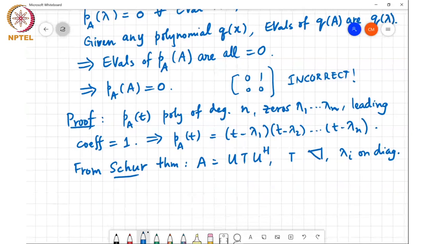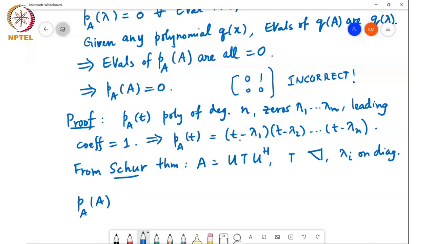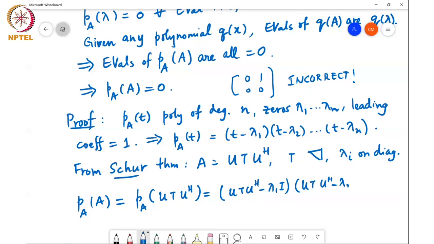So then if I evaluate p_A(A), because I've written this polynomial out in the expanded form like this, I can now actually substitute for A in this polynomial equation. So I'll write it as p_A(U T U Hermitian), which is equal to (U T U Hermitian - λ1 I)(U T U Hermitian - λ2 I), etc., up to (U T U Hermitian - λn I).